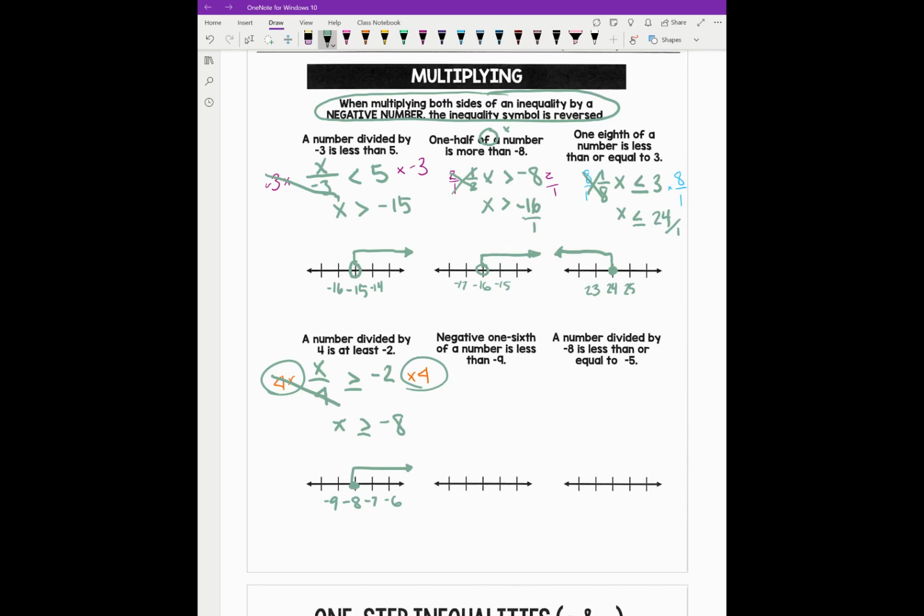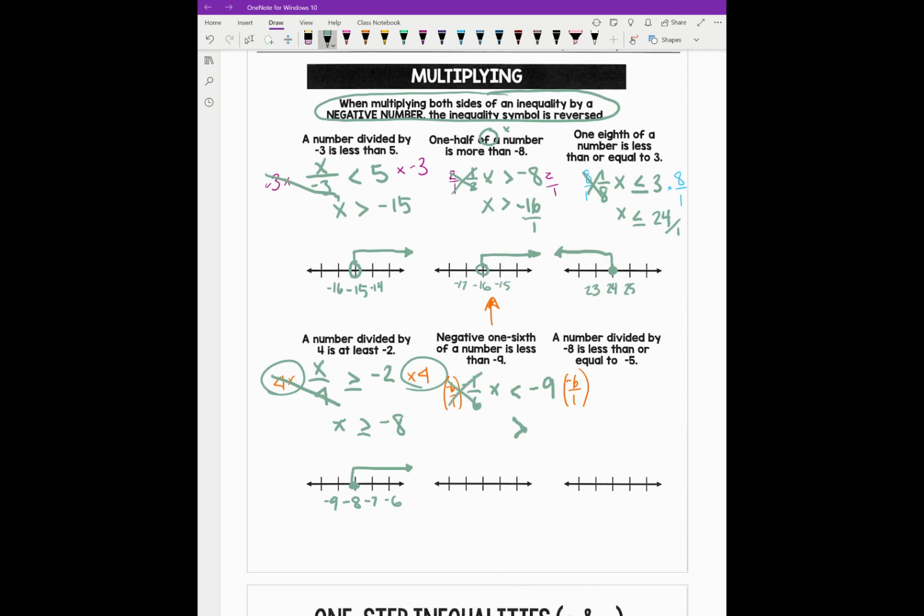Moving right along, we have -1/6 of a number is less than -9. So this time I want to multiply just like I did right above it. I'm going to multiply by the reciprocal. So I'm going to multiply on both sides by -6/1. When I said I'm multiplying both sides by -6, that tells you right away that should send off flashing lights that we're going to flip that sign in the middle.